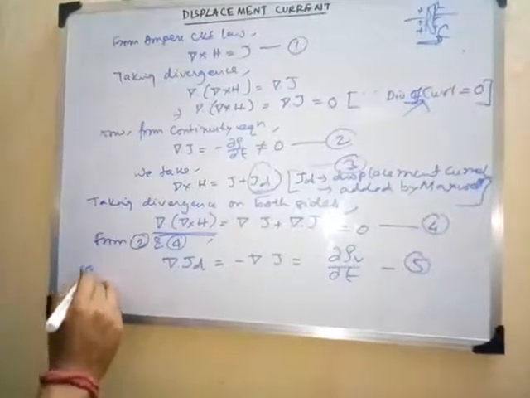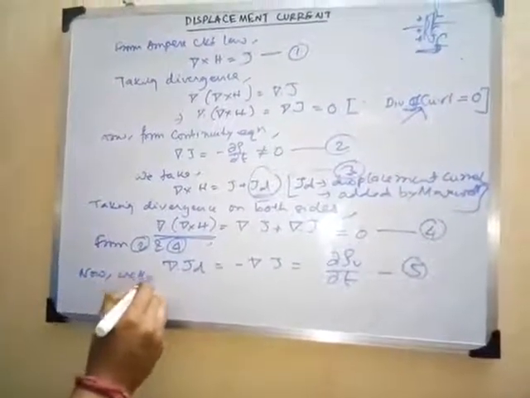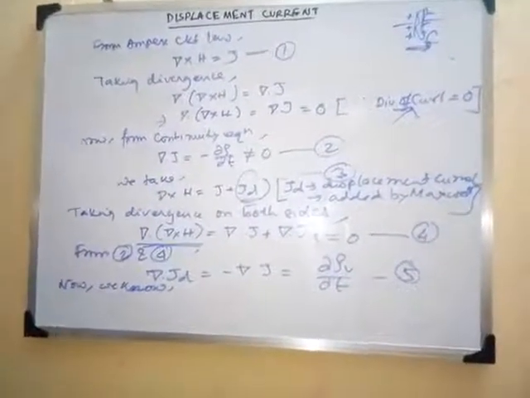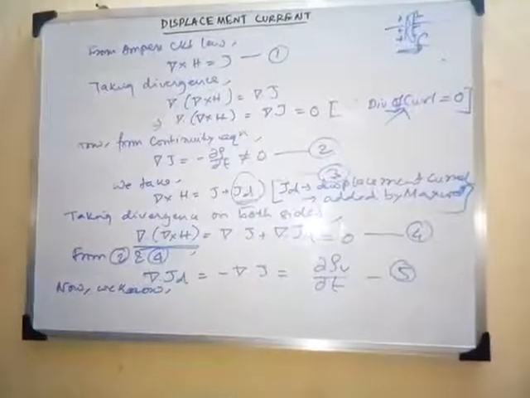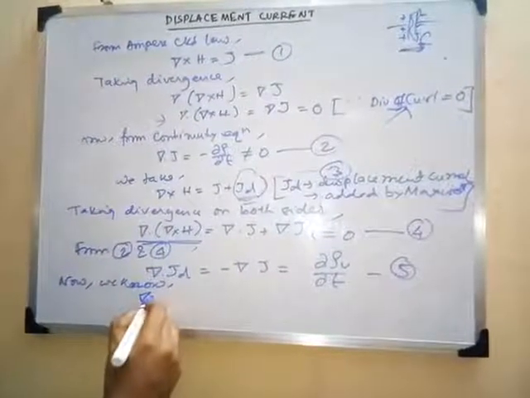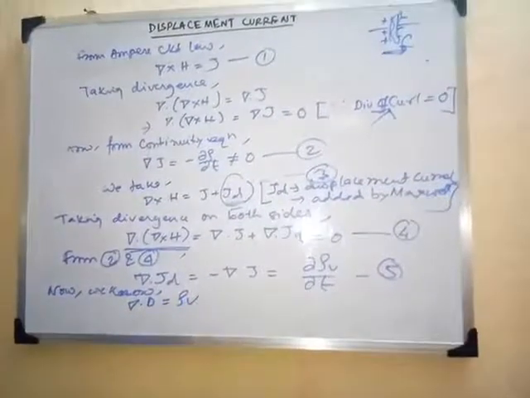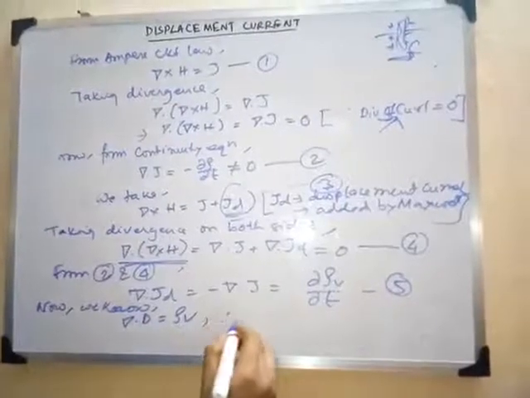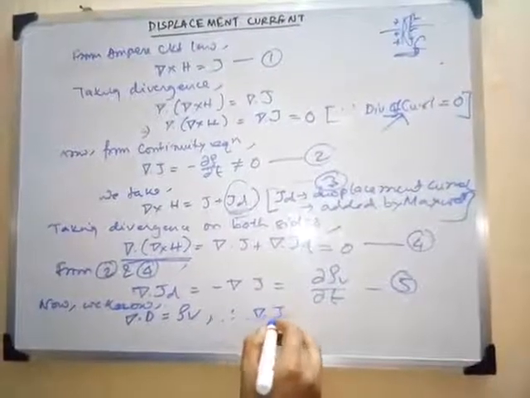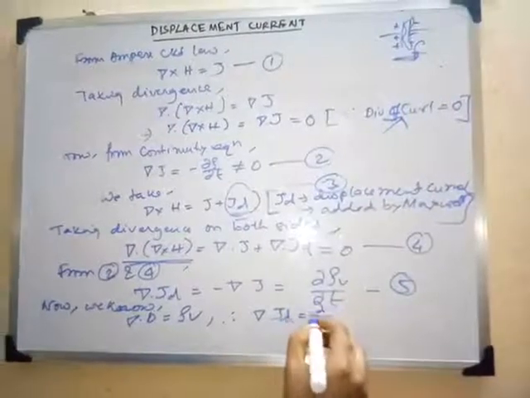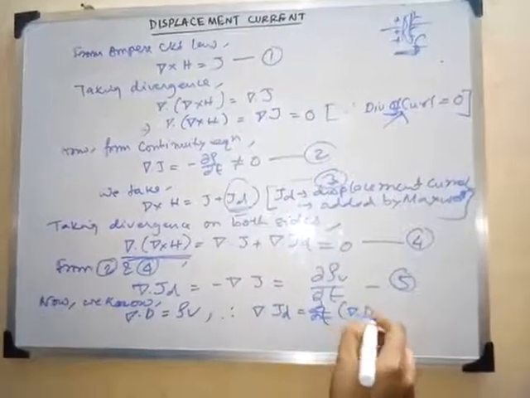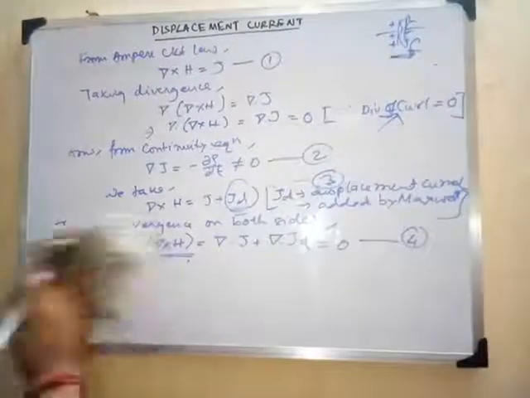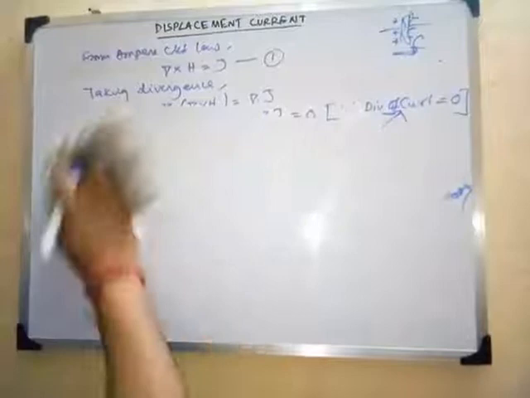Now, what do we know? From Gauss law of electricity we know that del dot D equals rho v. That was the expression we obtained from Gauss's law. Therefore we can write del dot JD equals del by del t of del dot D. If you cannot see it properly, let us make some space from here.